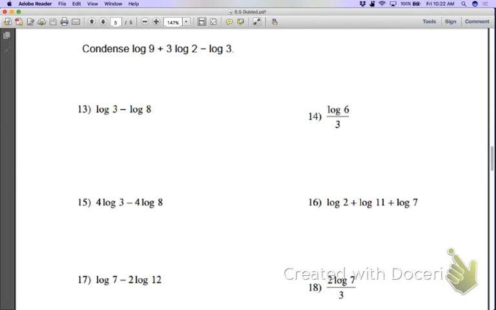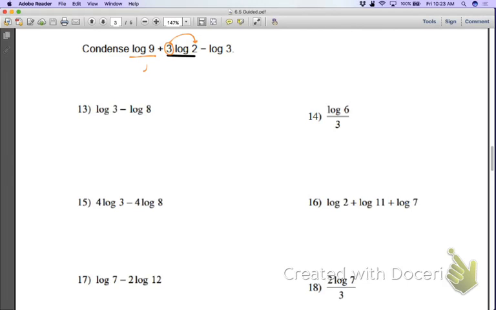So in terms of condensing, you do everything the same way, you're just putting everything back together now. What I would suggest is to go in a certain order: look to see if there's anything out in front first. Is there anything getting multiplied in front of the log of 9? No. Is there anything getting multiplied in front of the log of 2? Yes. So in that case, I want to take that 3 and make it the power.